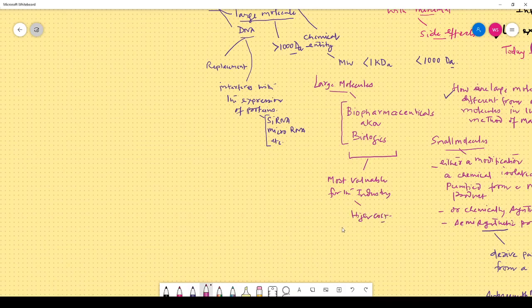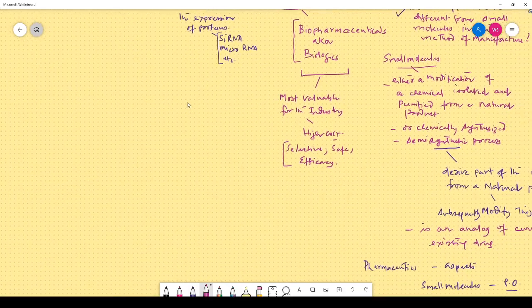Okay, as far as the patient is concerned, they are very selective. Okay, and they are relatively safe and they have efficacy. Okay, as a result, lots of research is now happening in large molecules.